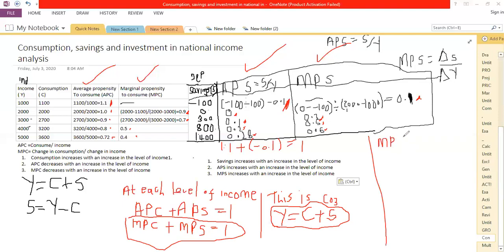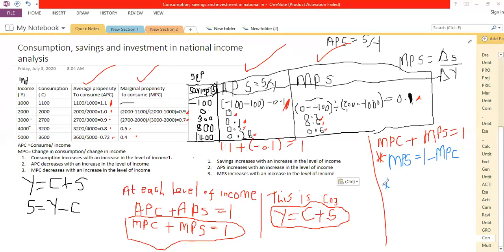MPC, marginal propensity to consume, if added to the marginal propensity to save, the result is 1. What if I am asked to find one when I know the other? This would actually show that if I am asked to find the MPS and the MPC is known, just take 1 minus the MPC. They are related in that the two put together, the result is 1.